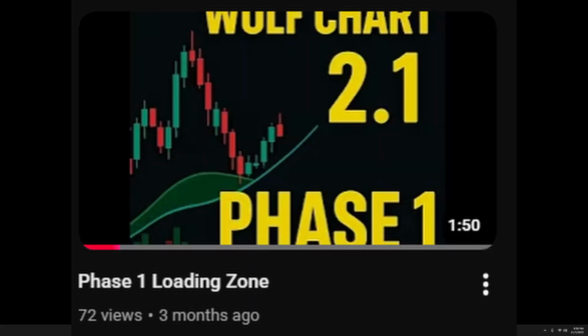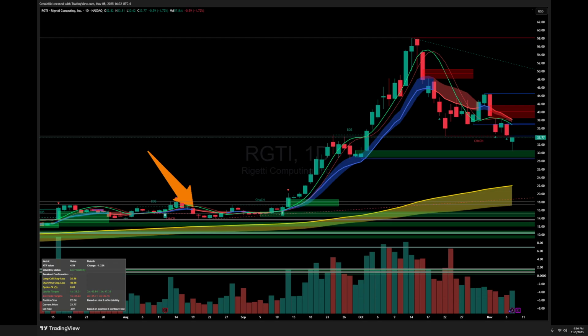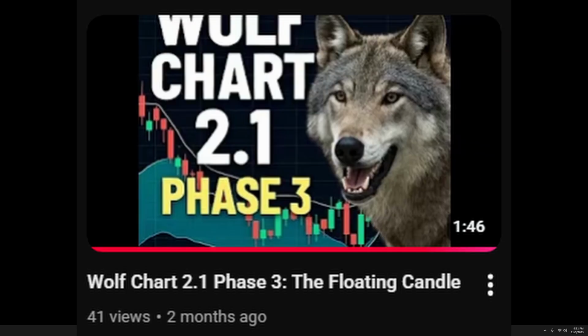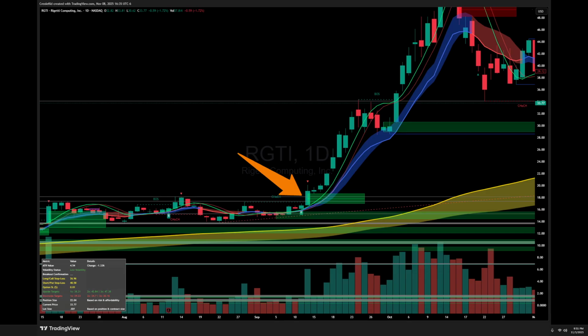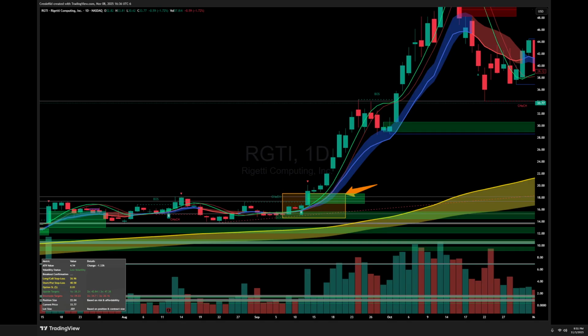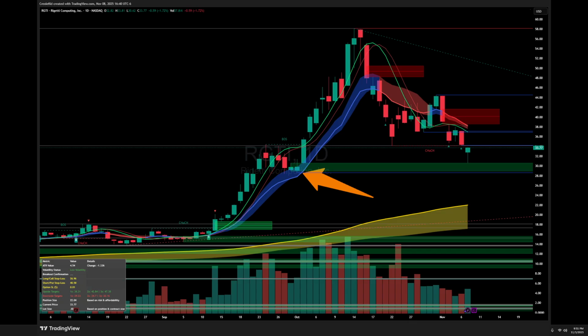Phase 1, base building, flat WTMA. Phase 2, momentum building. The slope appears and energy forms. Phase 3, the floating candle, the confirmation spark. Phase 4 is the arc confirmation, which is the validation of the structure. Phase 5 is the 12 cloud, which shows strength and continuation.